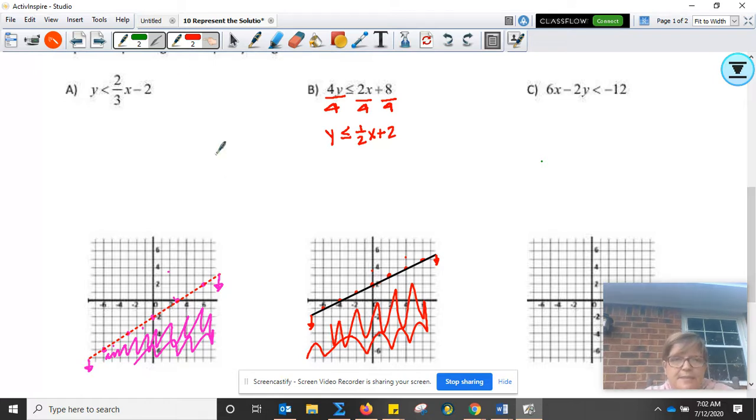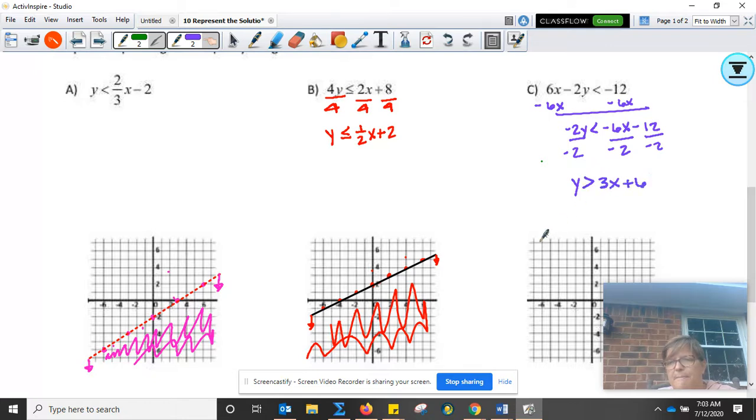Now for C. We need to solve for y. So I'm going to subtract 6x first of all, and I get -2y is less than -6x minus 12. Then divide by -2 every single term. Y, since I divided by a negative, is greater than 3x plus 6.